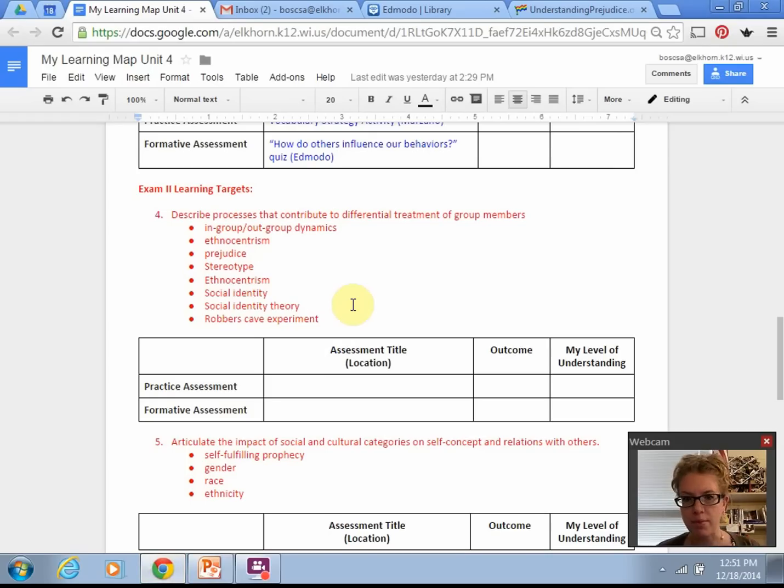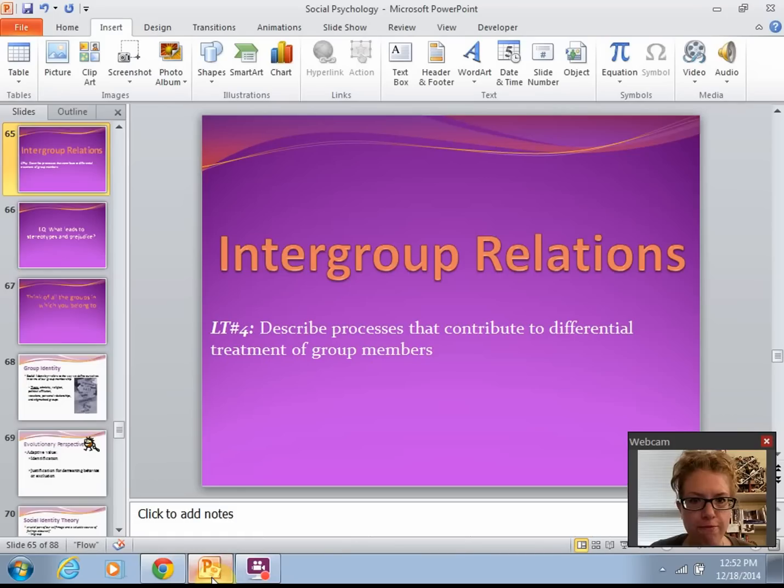So today we are talking about what leads to stereotypes and prejudice, which aligns with our learning target number 4, if you see here on the learning map. So let's get into it.